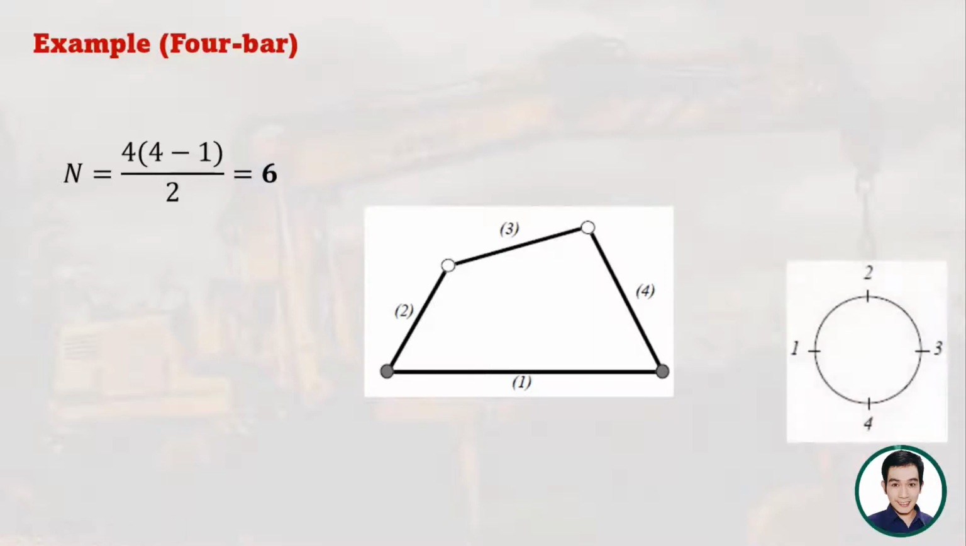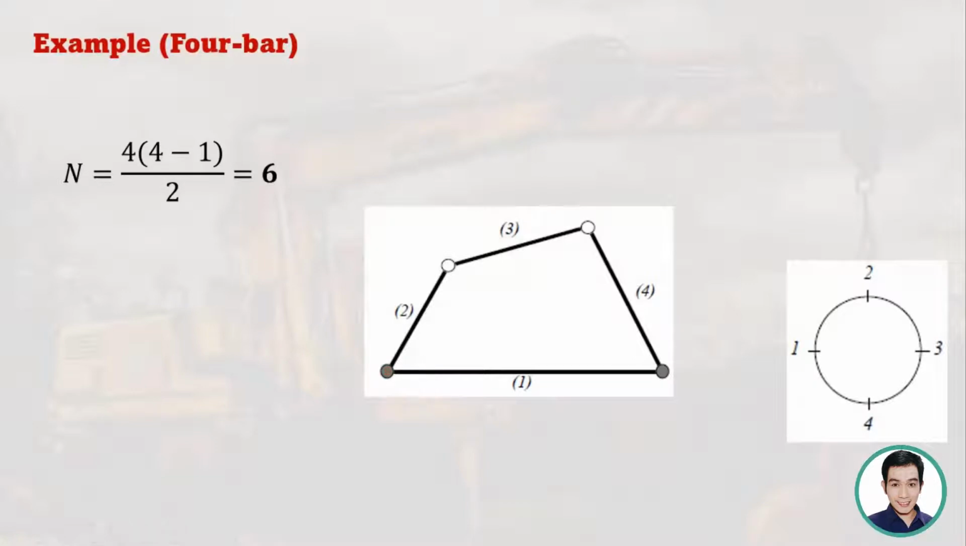Then you draw the instantaneous center circle, or the IC circle. You place numbers corresponding to the number of links. You can see here we have 1, 2, 3, 4, so we have 4 links. We are going to draw 4 numbers here, equally spaced around the IC circle, and they should be in order. You have to make sure that they are equally spaced also, so that it will be easier for us to locate the other ICs.